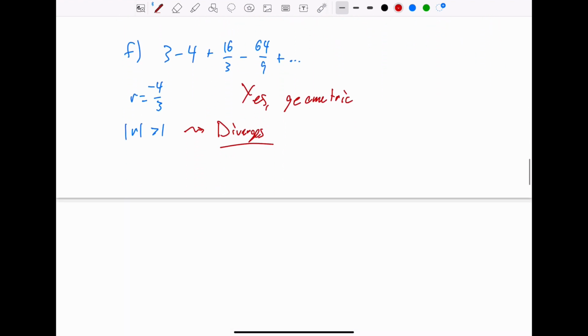We have two more examples to work through here. Take a look at 4g. For 4g, we have the sum, where k goes from 3 to infinity.